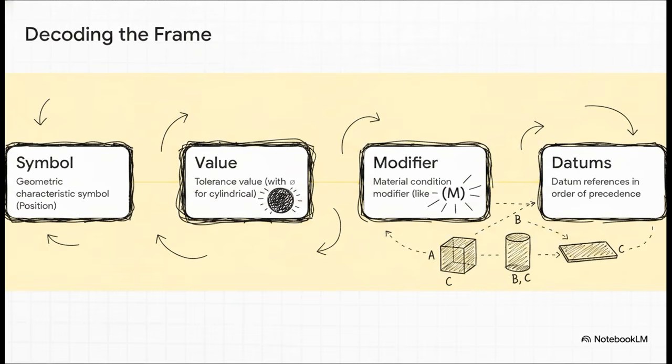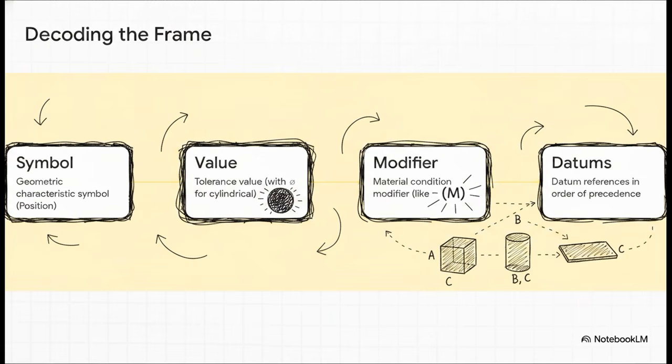The next block contains your tolerance value. And hey, if you see the diameter symbol, you know for sure it's a cylindrical zone, say 0.25 millimeters. The third part is absolutely crucial. It houses any material condition modifiers, like the M inside a circle for maximum material condition.